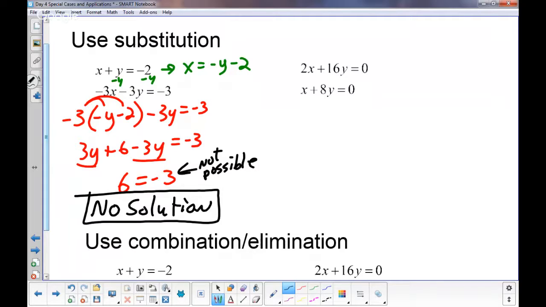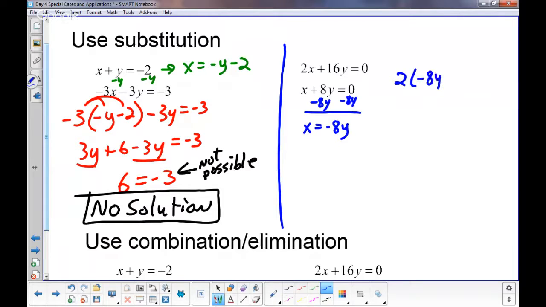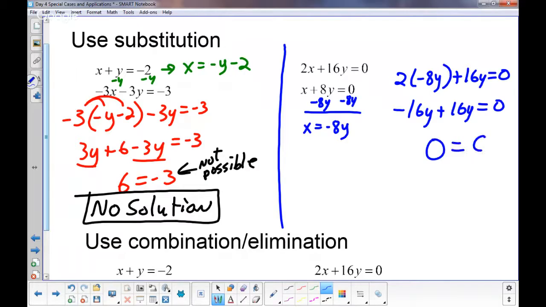All right, let's look at the second one here. 2x plus 16y equals 0, and x plus 8y equals 0. Well, I want to solve for x in the second equation, just because it's already by itself. And we get x equals negative 8y. All right, I'm going to take that, plug it in. 2 times negative 8y plus 16y equals 0. So I get negative 16y plus 16y equals 0. And in this case, combine like terms, I get 0 equals 0.